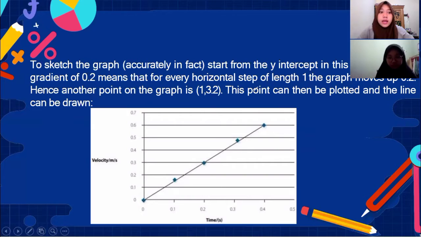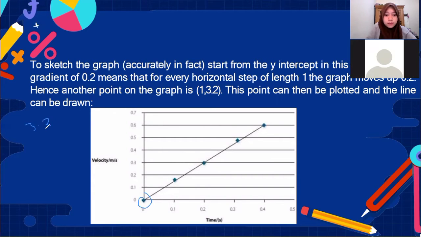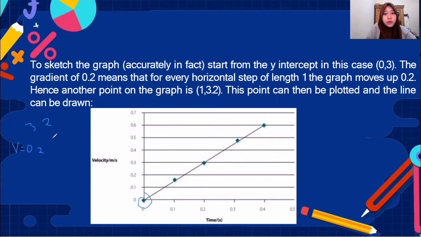Here is 3, and the gradient of 0.2 means that for every horizontal step of length 1, the graph moves up 0.2. Hence, another point on the graph is (1, 3.2). Here we got 3.2 from the equation, where 0.2 times t, where t is 1, plus 3.